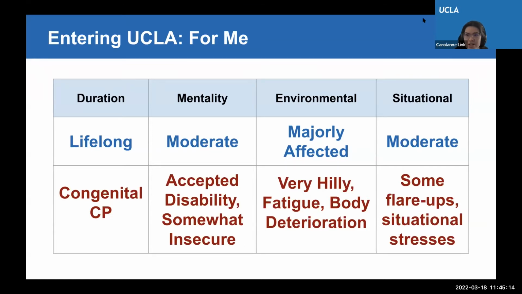And lastly, my situational was moderate. I did have some flare-ups in more difficult situations, which I was actually able to manage later on in my undergraduate career with a medically reduced course load and some lovely accommodations from professors and our disability services department. But this just gives you an idea of how different each disabled person's experience can be and what they need to be successful.